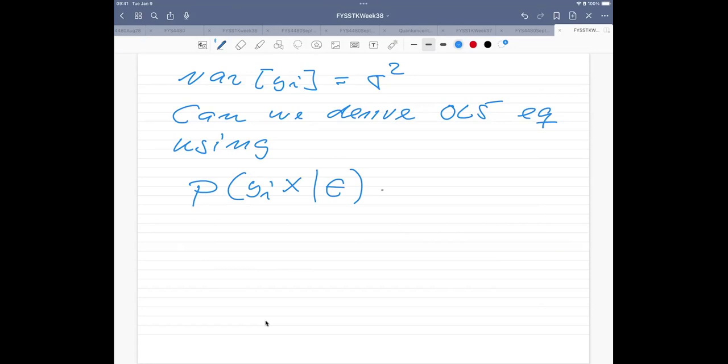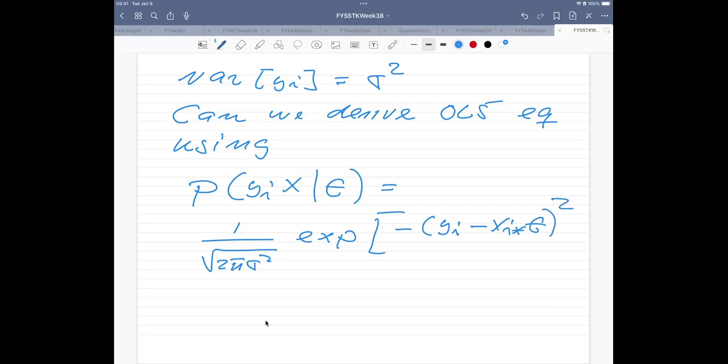And in this particular case, this probability distribution is now given by 1 over the square root of 2 pi sigma squared, and then we have the exponential of minus (y_i minus x_i times theta) squared divided by 2 sigma squared, like that one. So we are going to call this one simply P_i, okay?